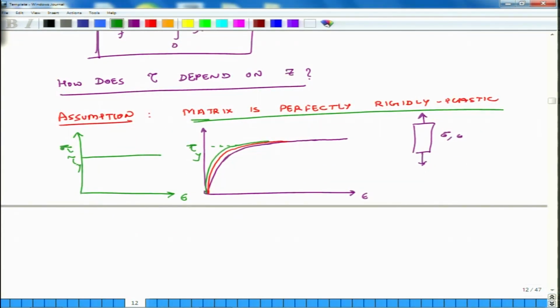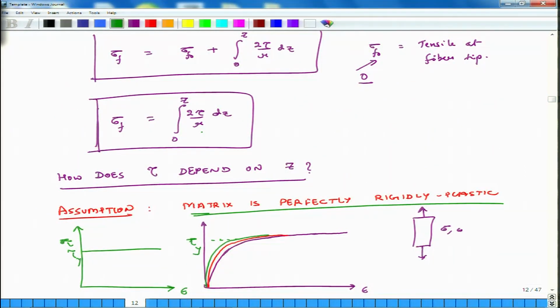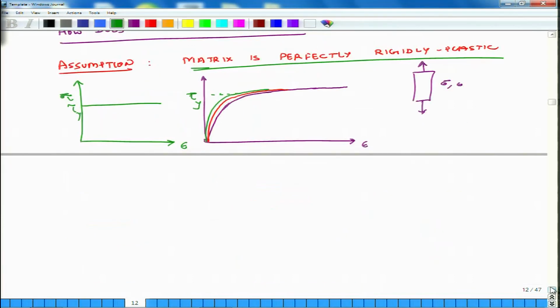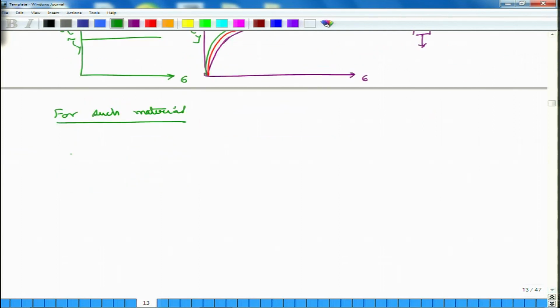So, if that is the case, then what is the relation between tau and z? That tau is nothing but a constant, and it is equal to tau y. And that is true only for a perfectly rigidly plastic material. Now, such materials do not exist in nature, but this will be the first approximation we can make to do this integration. So, for such material, sigma f is equal to 2 by r integration from 0 to z of tau y dz, and tau y is constant. So, this is tau y z over r, 2 tau y z over r.